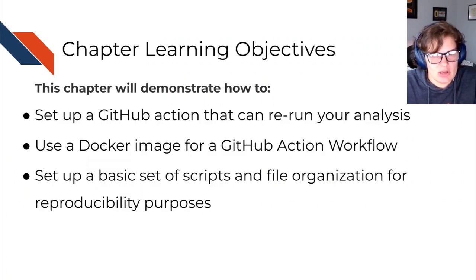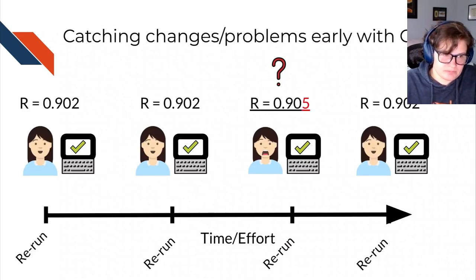All right, what are we going to do in this chapter? We're going to demonstrate how to set up an action that can rerun your analysis. We're going to use a Docker image for a GitHub action workflow, and we're going to set up a basic set of scripts and file organization for reproducibility purposes.